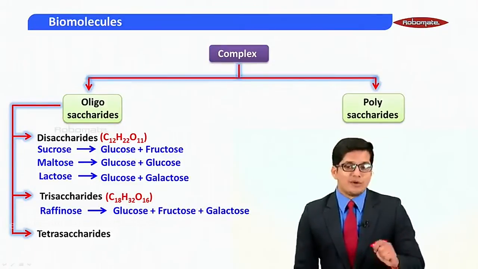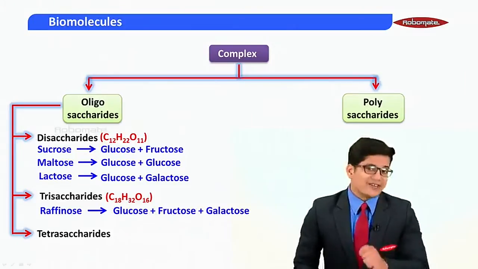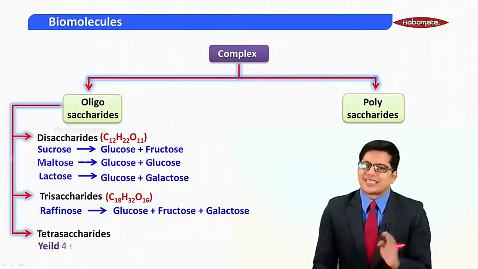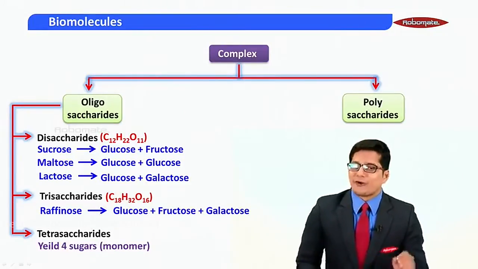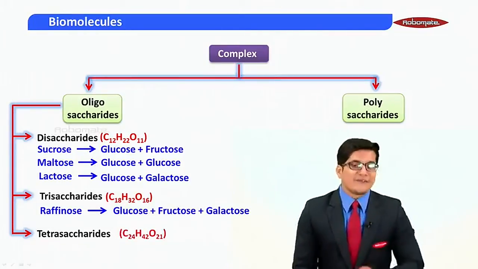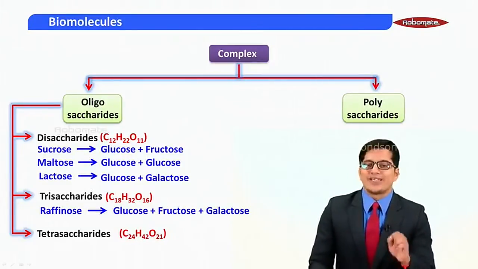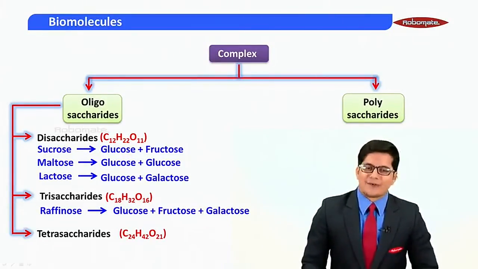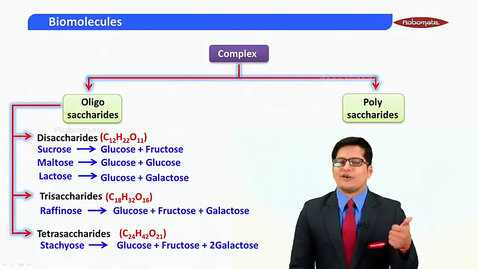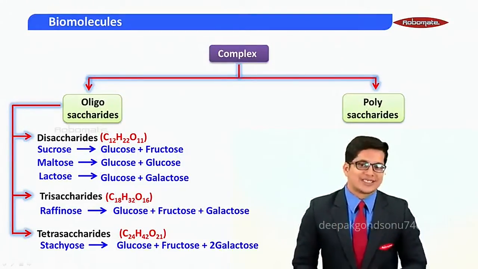Similarly, there is one more division called tetrasaccharides. What are tetrasaccharides? As the name suggests, these are compounds which on hydrolysis give 4 monomers or 4 sugar units, and these have a general formula of C24H42O21. Example for this is stachyose, which comprises glucose, fructose and 2 molecules of galactose.